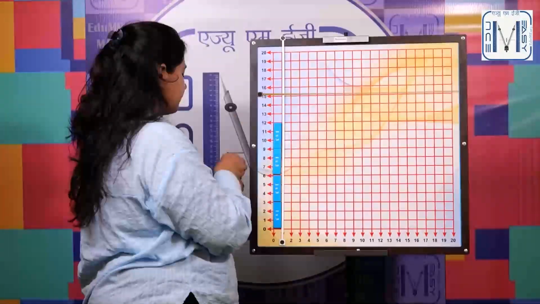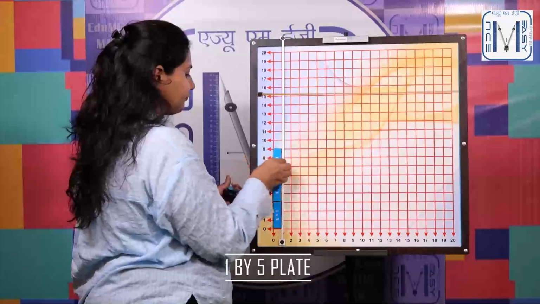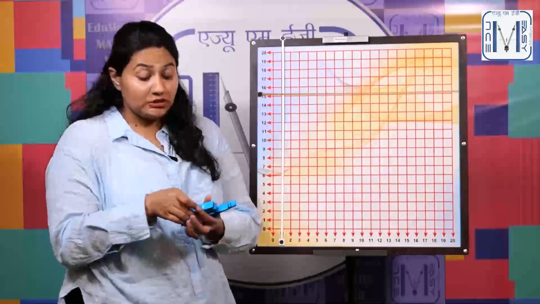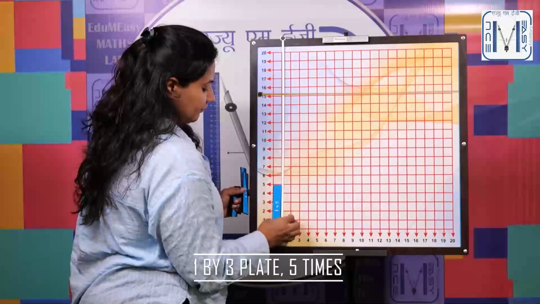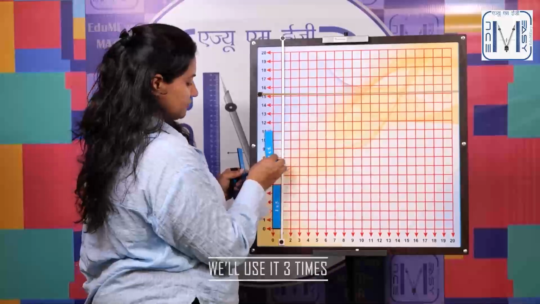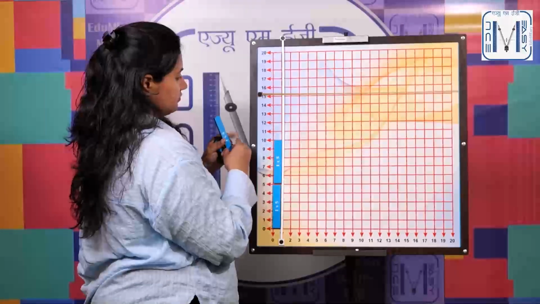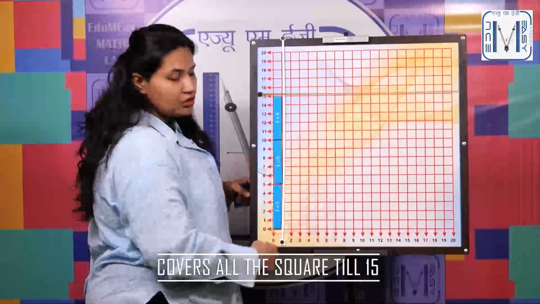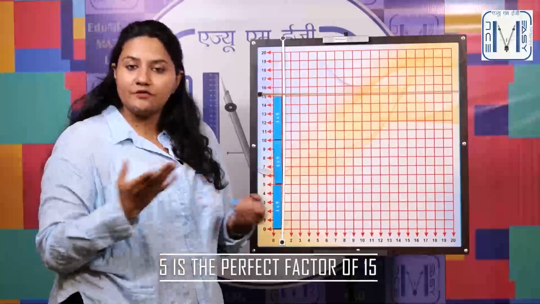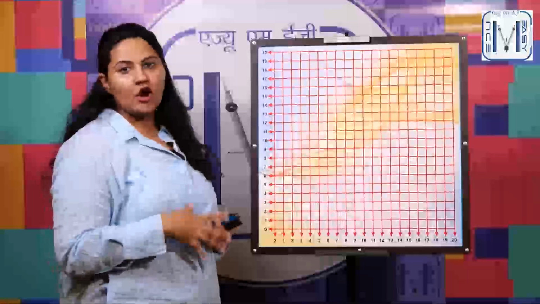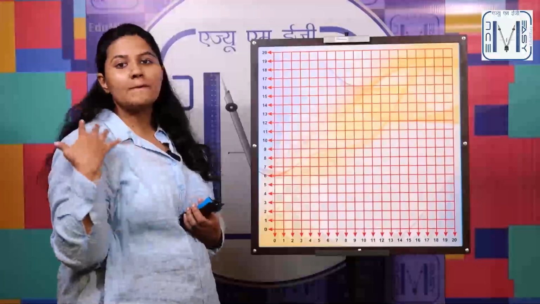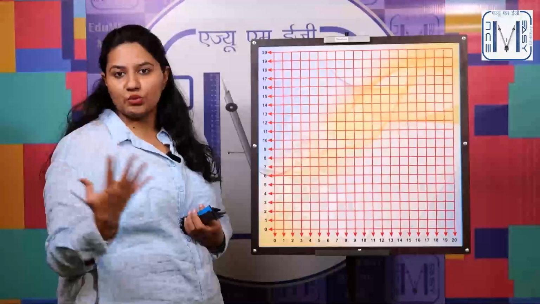Similarly, we can try using a 1 by 5 plate, and let's see how many times we will keep that. I think you can guess it. We use the 1 by 3 plate 5 times, so we will use the 1 by 5 plate 3 times. Okay, so the 1 by 5 plate also covers all the blocks when used 3 times. So 5 is also a factor of 15.